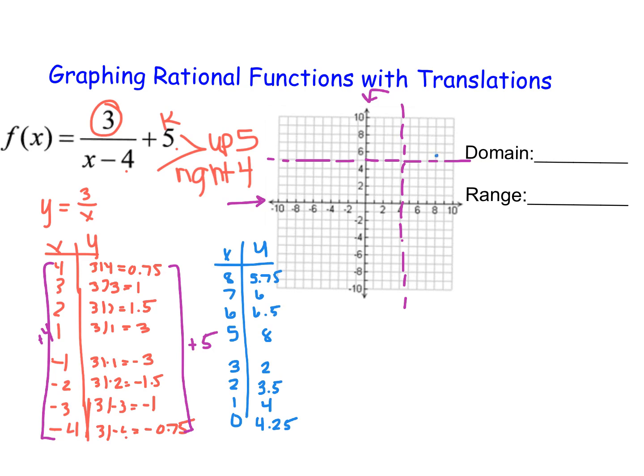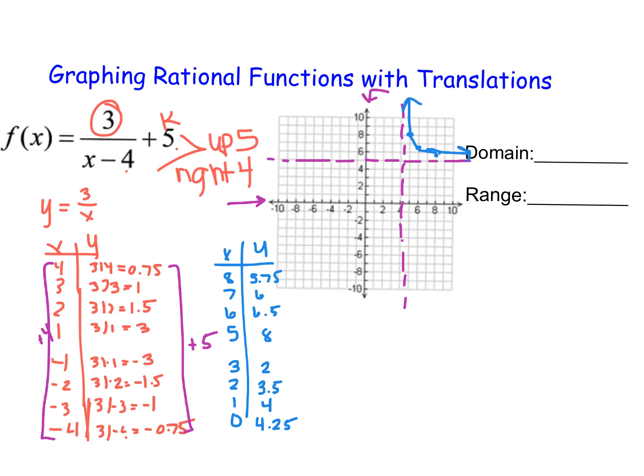So now if we go ahead and graph these, when x is 8, y is 5.75, it is going to be about right here. 7, it's 6. 6, it is 6.5, so it's a little bit higher. And 5, it is 8. So now we can see how it's just starting to curve up right in our little asymptote nook there.